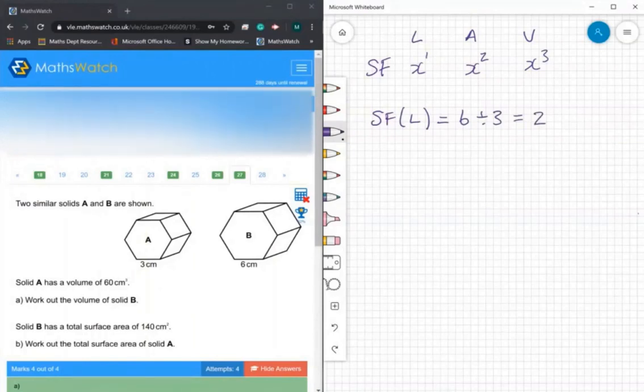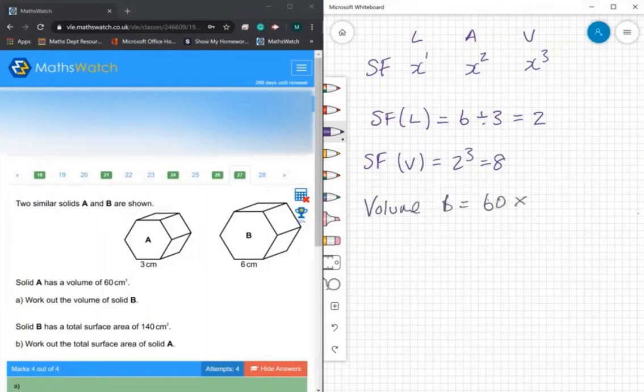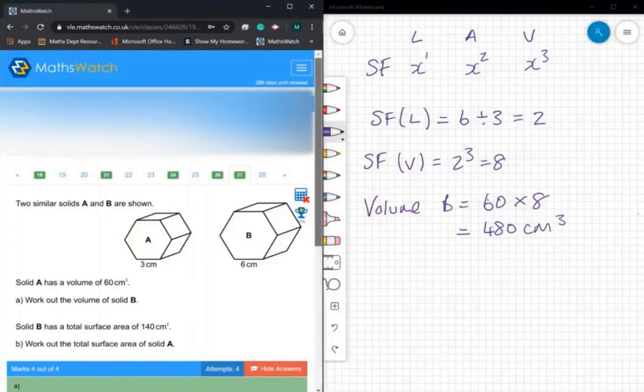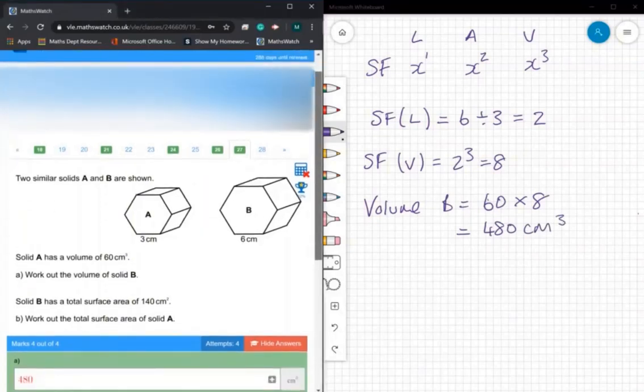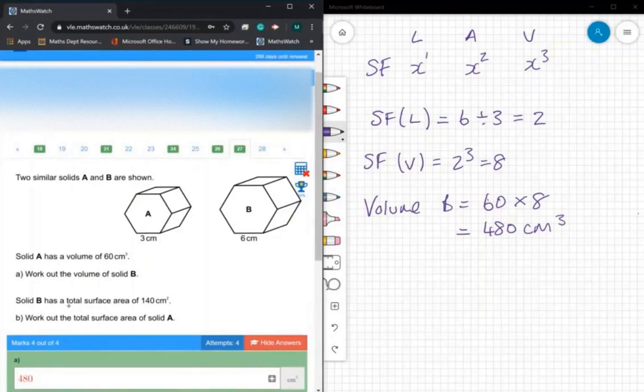If we're looking at volume, the scale factor for volume will be 2 cubed, which is 8. Now if the volume of A is 60, then the volume of B will be 60 multiplied by 8, which will bring you up to 480 centimeters squared.